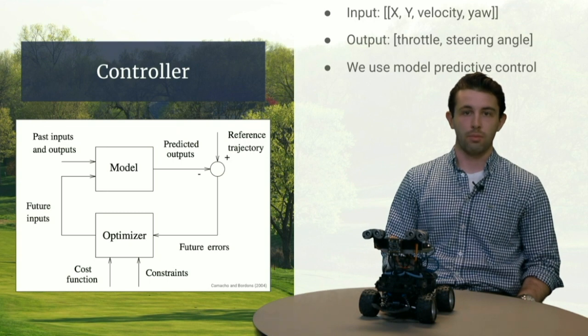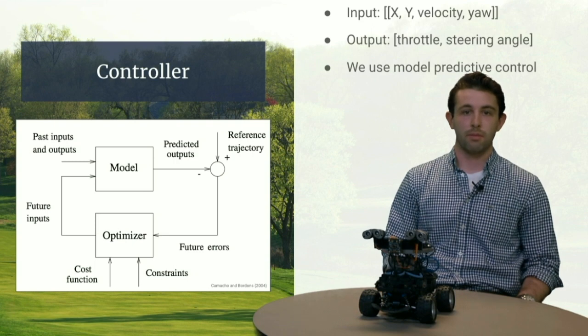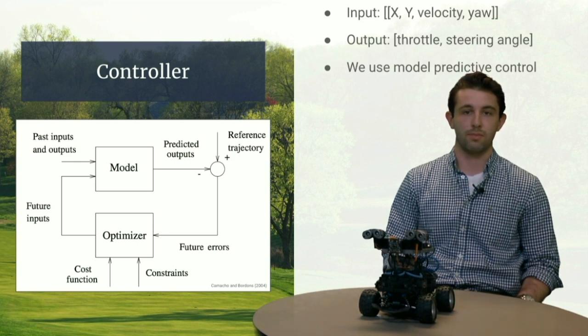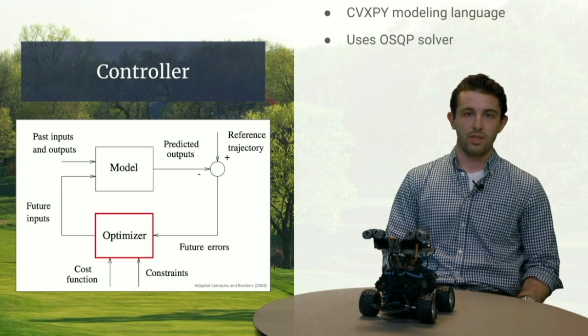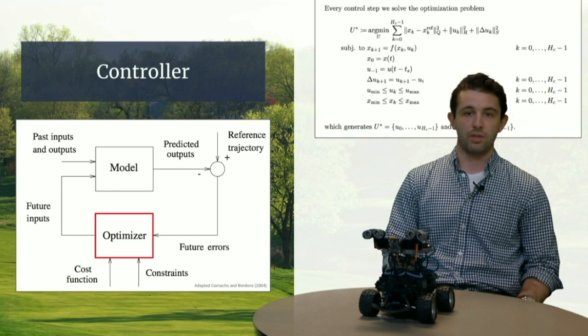In order to get the output of a pair of throttle and steering angles, we use a technique called model predictive control. The basic design of model predictive control is illustrated in the figure. A predicted output, assessed by a model, is combined with a reference trajectory, which serves as input to an optimizer, which considers a cost function and constraints in order to generate the future outputs. To implement the optimizer, we use the CVXPY modeling language within Python, which internally uses the operator splitting quadratic program solver to solve this finite optimization problem.